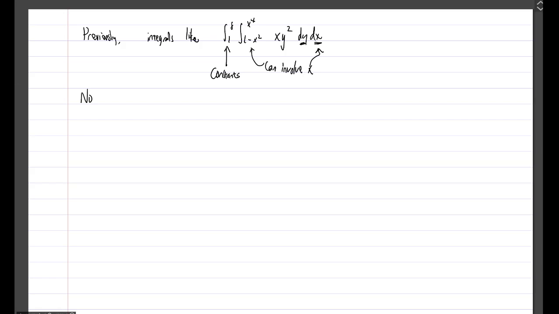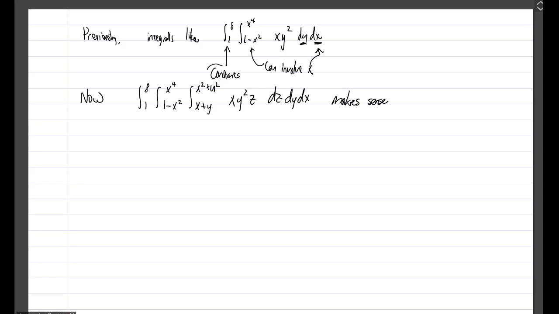So now, what we're going to look at is the integral, let's say 1 to 8, integral 1 minus x squared to x to the fourth, integral, let's say x plus y to x squared plus y squared of the function x times y squared times z dz dy dx. Okay, so this kind of thing is now going to make sense.